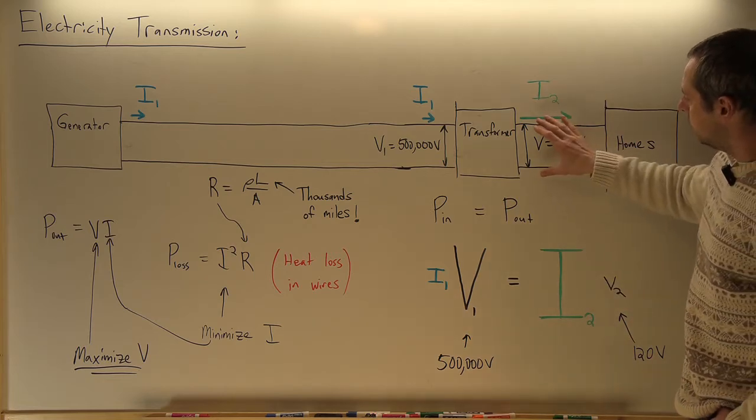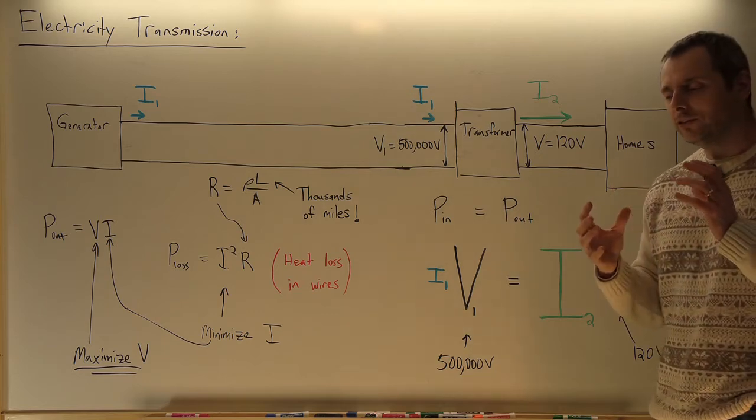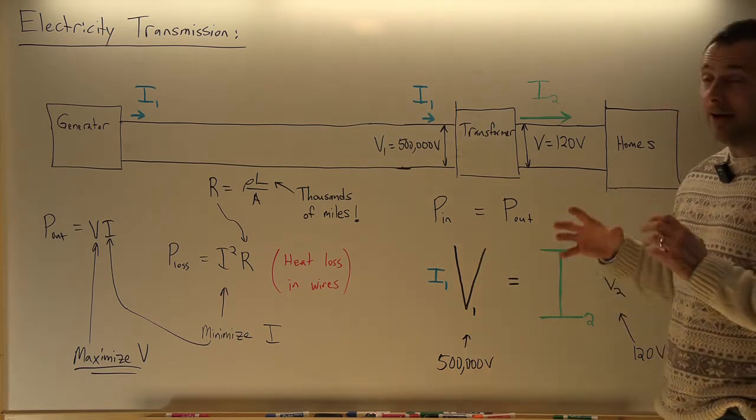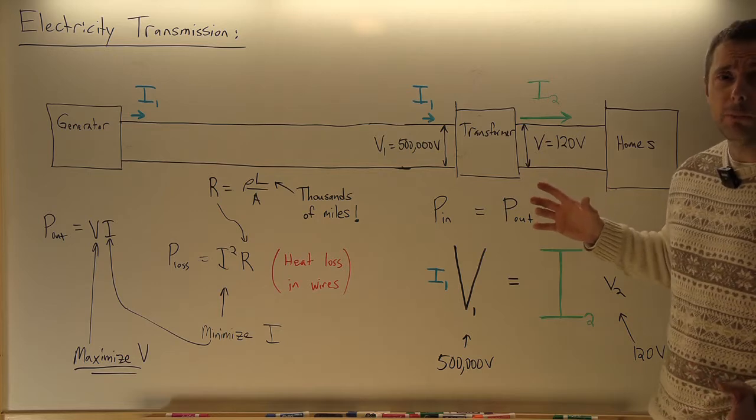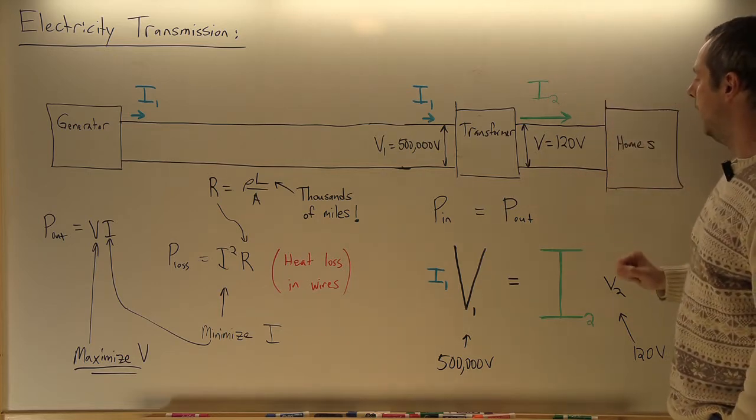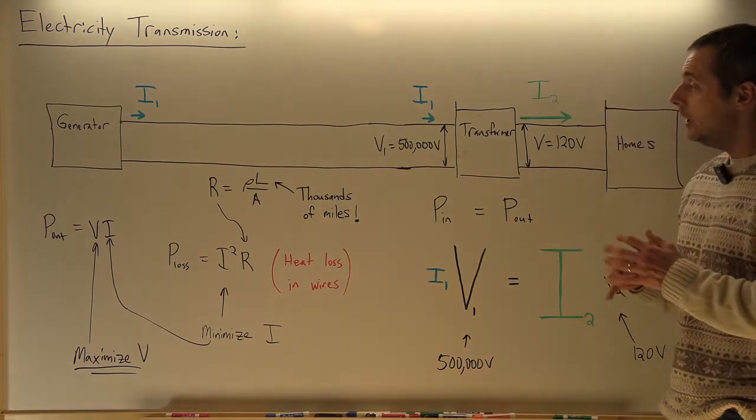And now the current is okay because the wires are shorter, they're just moving from one neighborhood to another. They're not thousands of miles long, maybe just a couple miles long, so we can handle the higher current and not have as much heat loss. So there it is.